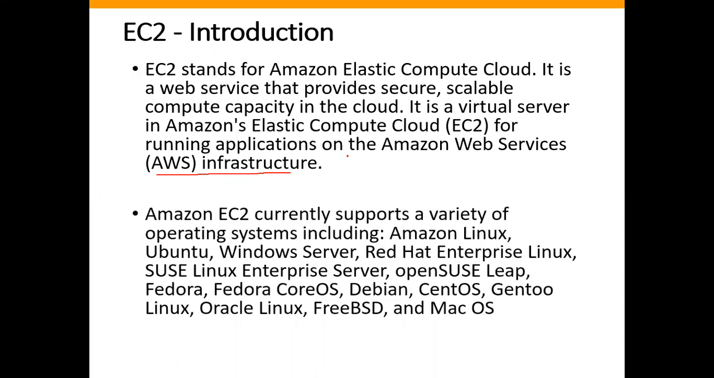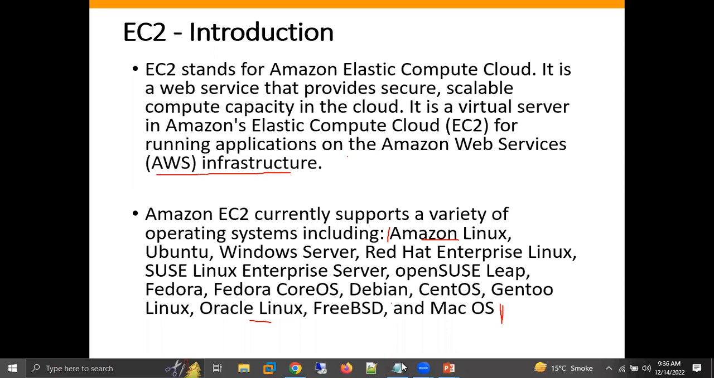And in AWS, here is the complete list of operating systems it supports: Amazon Linux, Ubuntu, Windows Server, Oracle Linux, and Mac operating system. There are a lot of operating systems we have here for creating servers. So whichever one our client is using or wants to use, we can select that particular operating system and create our machines.